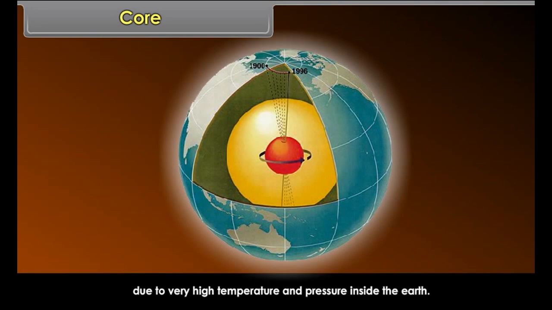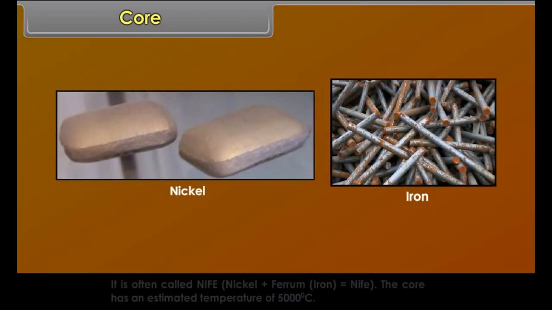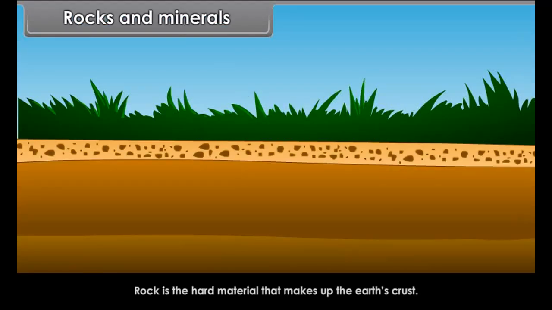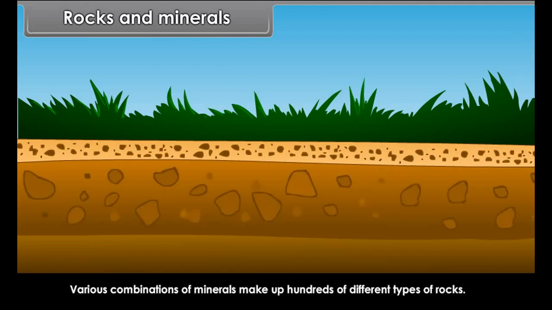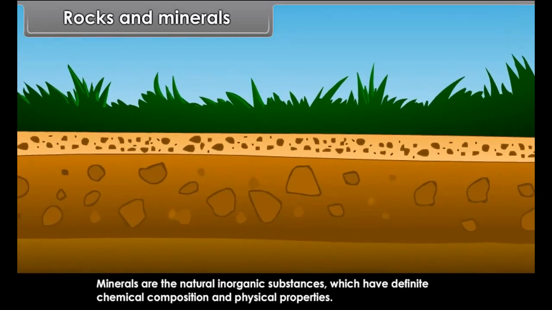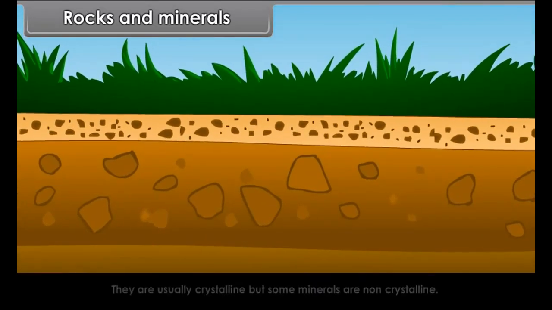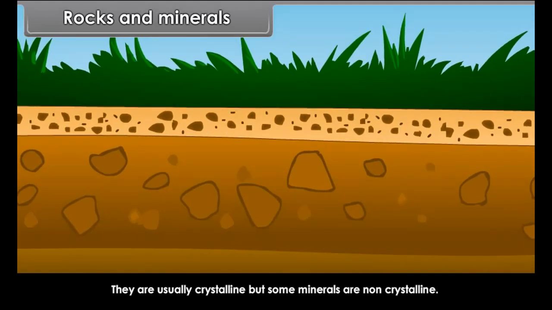Core. The interiormost layer or the center of the Earth is the core. The core of the Earth has a radius of about 3,400 kilometers. The interior core of the Earth largely consists of metals in liquid or in viscous state due to very high temperature and pressure inside the Earth. Nickel and iron are dominant in the core. It is often called NIFE, N-I-F-E. Nickel plus ferrum, that is iron, equals NIFE. The core has an estimated temperature of 5,000 degrees Celsius.